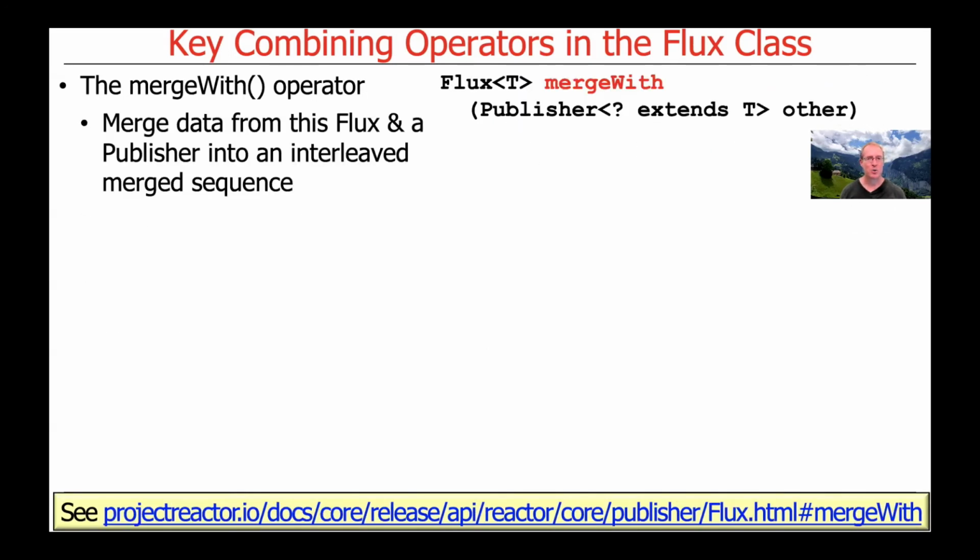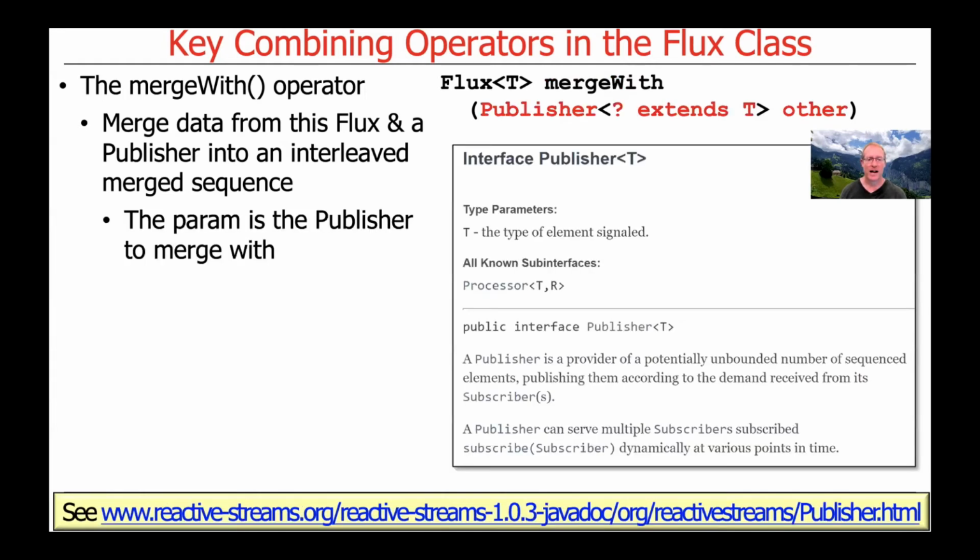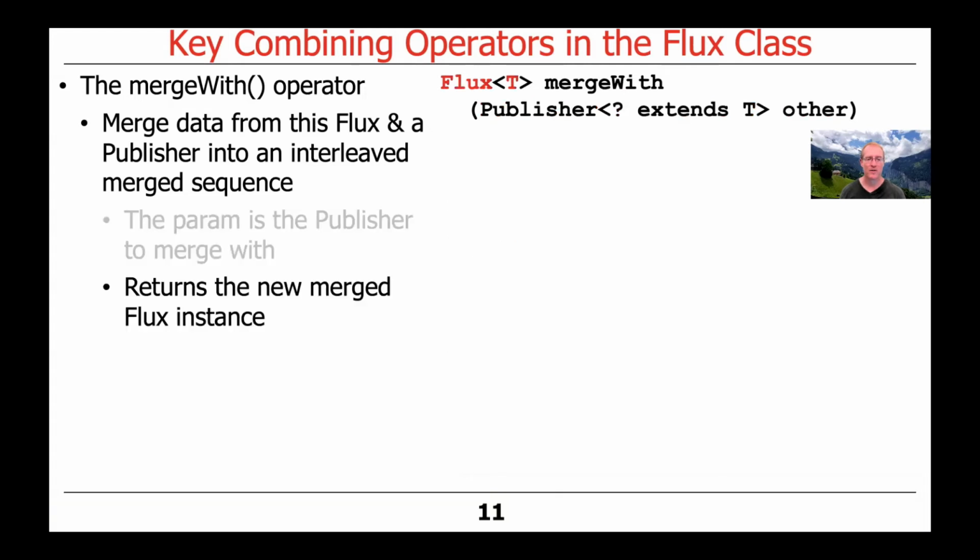Now let's turn our attention to another combining operator. This one's called mergeWith. What this does is it merges the data from this flux and another publisher into an interleaved merged sequence. The parameter that's passed is the publisher that we want to be merging with, and it returns the new merged Flux instance.